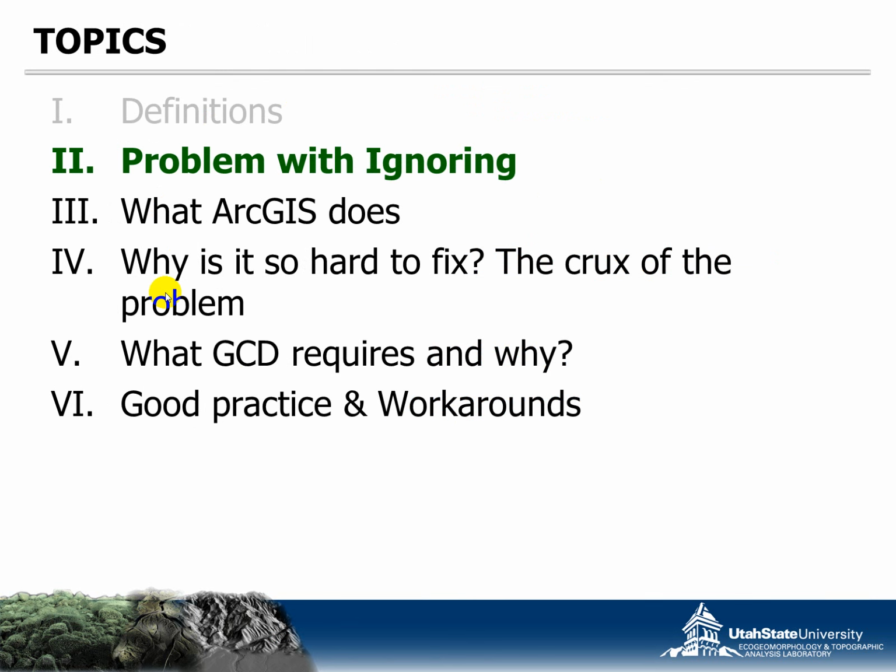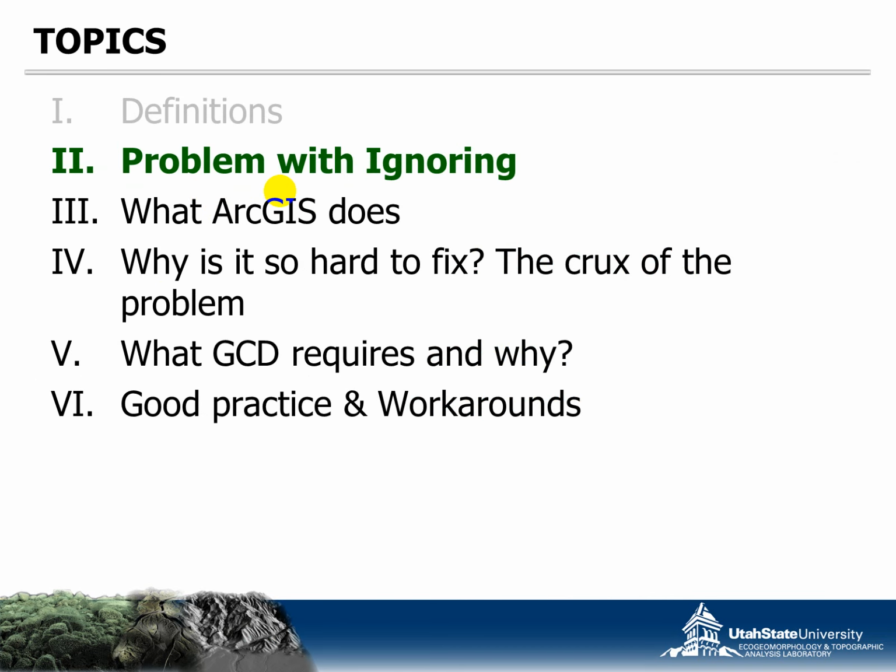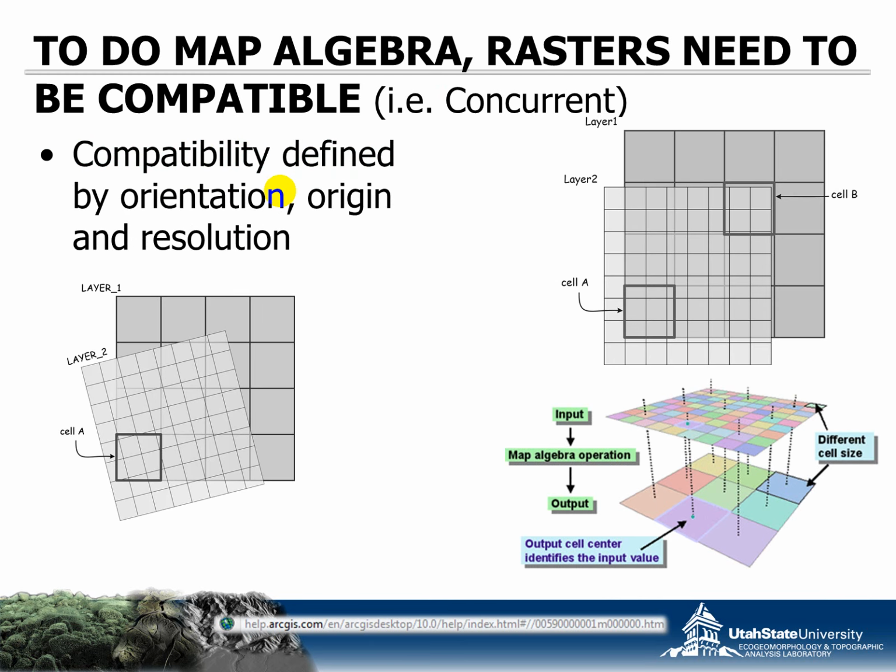Okay, so those are some basic definitions. We talked about the main properties of a raster, the orthogonality of two rasters, the concurrency, a more specific case than orthogonality, and then we also talked about the extents being common with a common mask. Okay, so the problem with ignoring some of these things, which is what most people do, is that if we ever want to do any map algebra, the rasters need to be compatible, or in other words, they need to be concurrent.